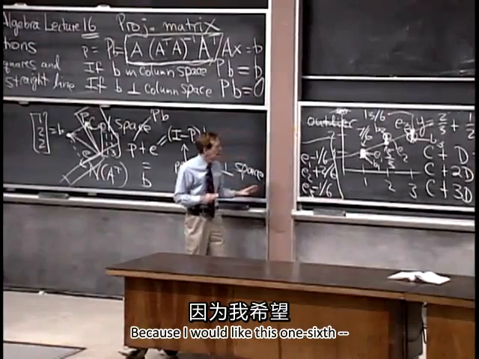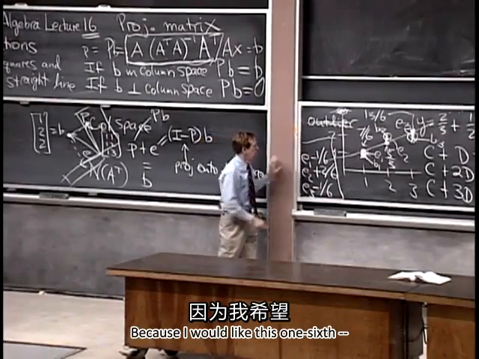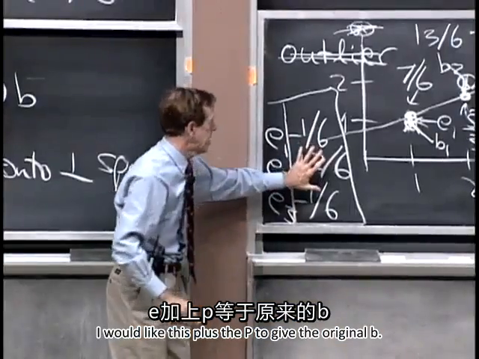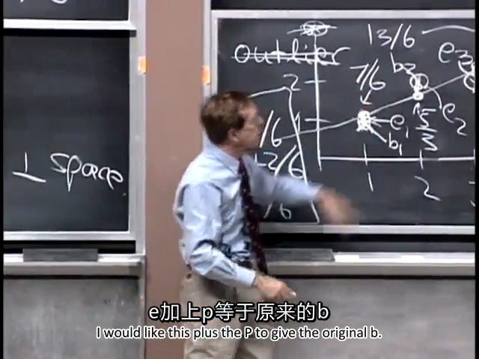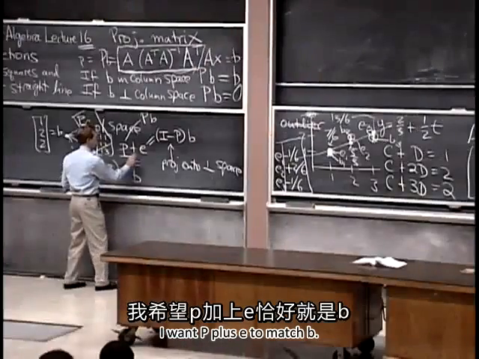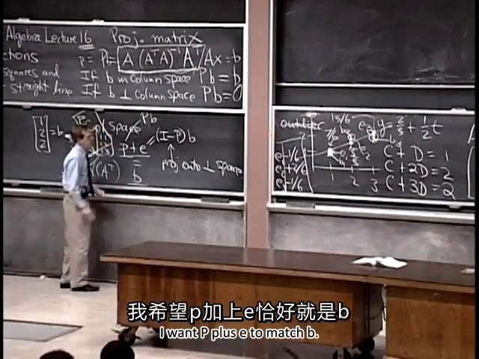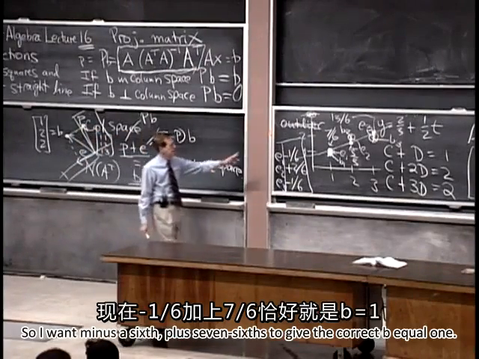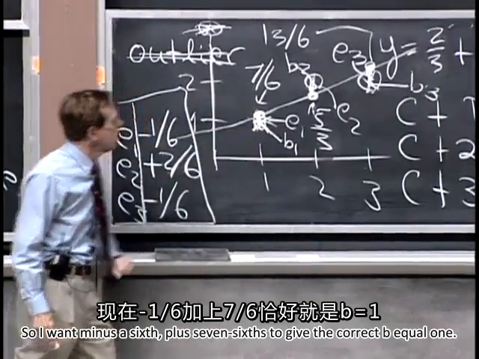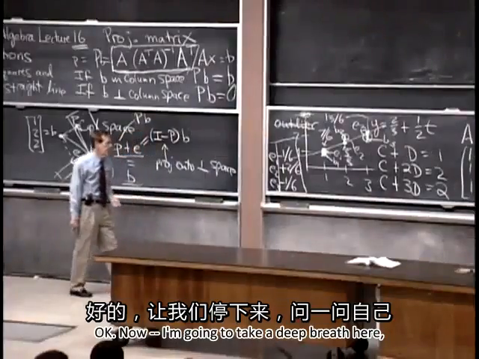Because I would like this 1/6, I would like this plus the P to give the original B. I want P plus E to match B. So I want minus 1/6 plus 7/6 to give the correct B equal 1. Okay.